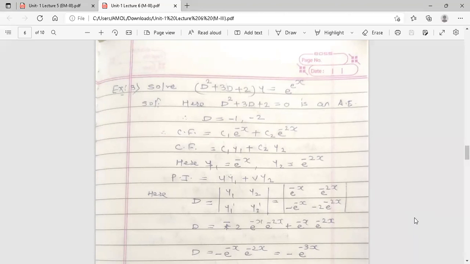Now in the next lecture we are going to discuss the equations which are reducible to LD, meaning the differential equations which are not LD, but we can reduce those differential equations to linear differential equations with constant coefficients. And after reducing to LD, we can solve the examples. So this session is over here.